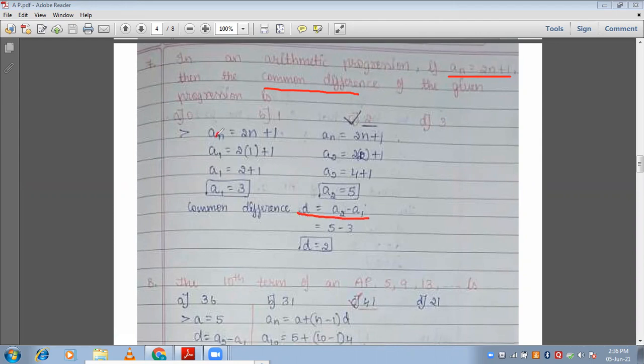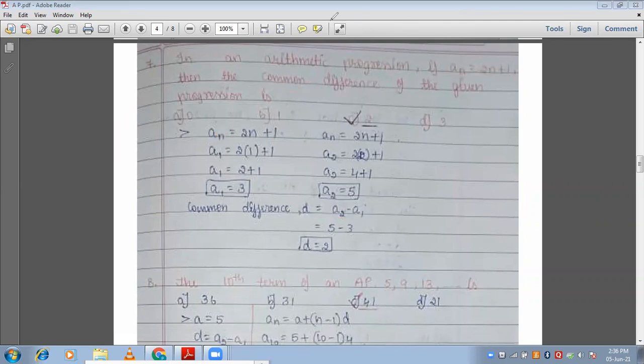In the place of n, replace 1. So a1 is equal to 2 into the value of n is 1, plus 1. 2 ones are 2, plus 1 is 3. Similarly, a2 is equal to 5. 5 minus 3 is 2. So option C is correct.